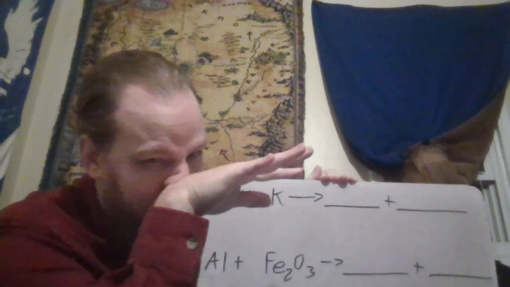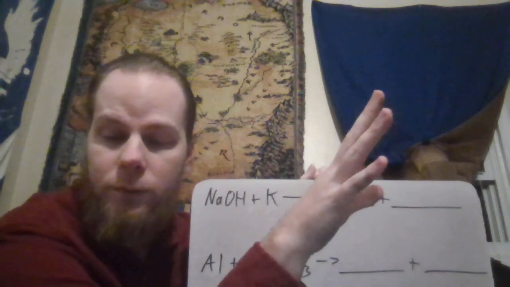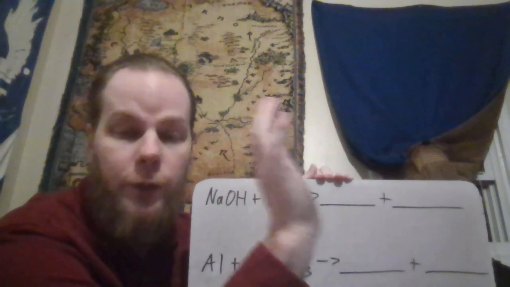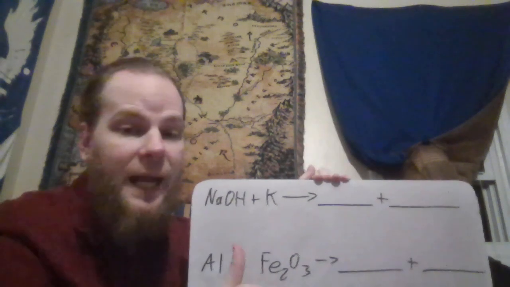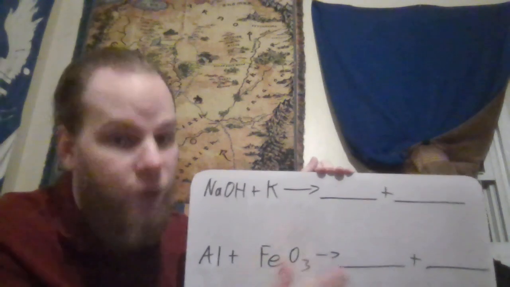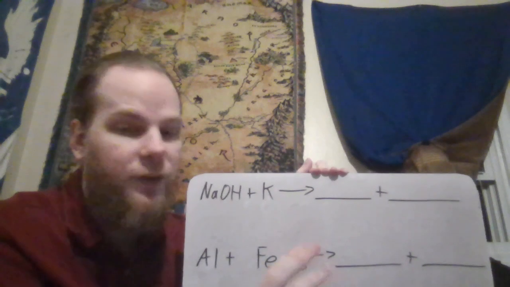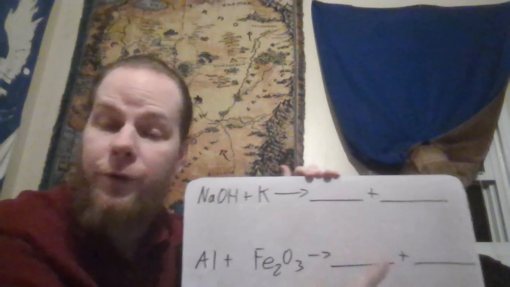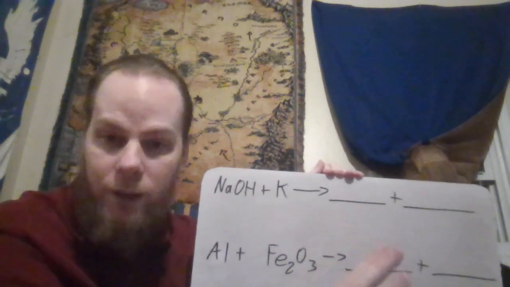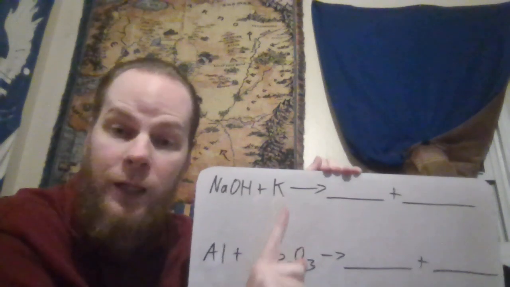In combustion, it's going to be an organic. But in single replacement, whether it be cation or anion, it's just an ionic compound, and it's not going to tell you anything about whether this is an anion replacement or a cation replacement. You have to look at the elemental.